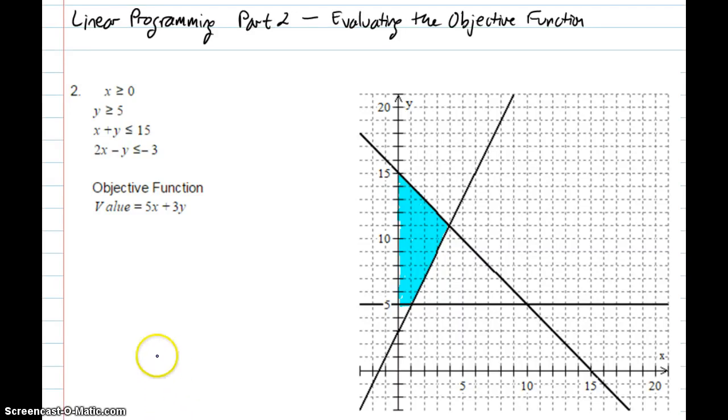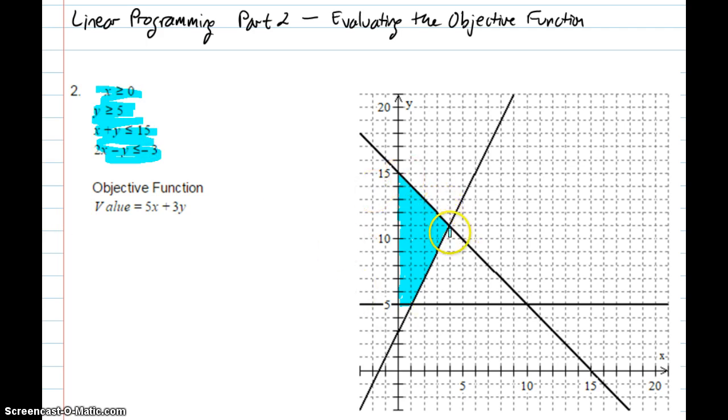Crane again, and I'm continuing my video series on linear programming. So this is Linear Programming Part 2, Evaluating the Objective Function. In Part 1, we looked at this problem exactly, and we discovered that the feasible region, in other words, the region that made all of these inequalities true, is the one that I've highlighted in blue on the graph.